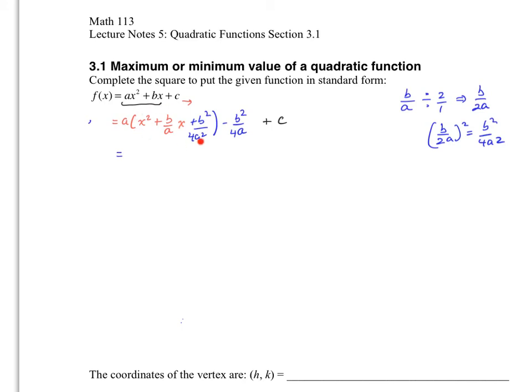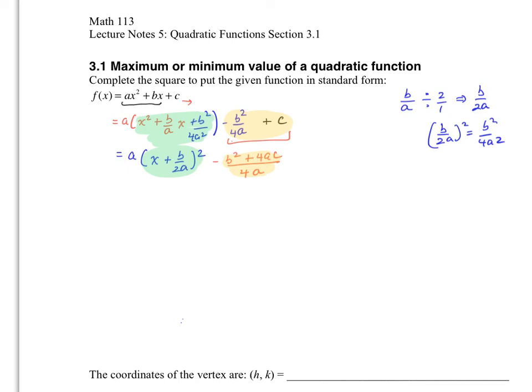Then remember that this always factors to a perfect square. So this will be a times (x plus b over 2a) squared. And this will give you, if you find the LCD, minus b squared plus 4ac divided by 4a. Okay, so this should give you this, and this part gives you this. Notice how the value for a doesn't change, so a stays the same.